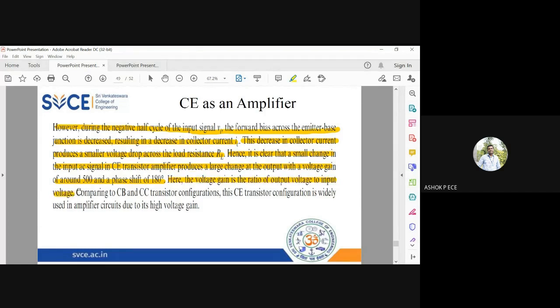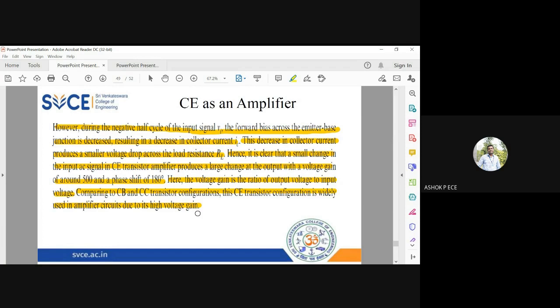That is the reason for having very high voltage gain compared to common base and common collector transistor configurations. Why is the common emitter transistor widely used? Because of very high voltage gain. Such a high voltage gain is not possible with common base and common collector. Common base voltage gain will be in the order of 100. That's all. Common collector voltage gain is approximately 1. Common emitter voltage gain is 500.